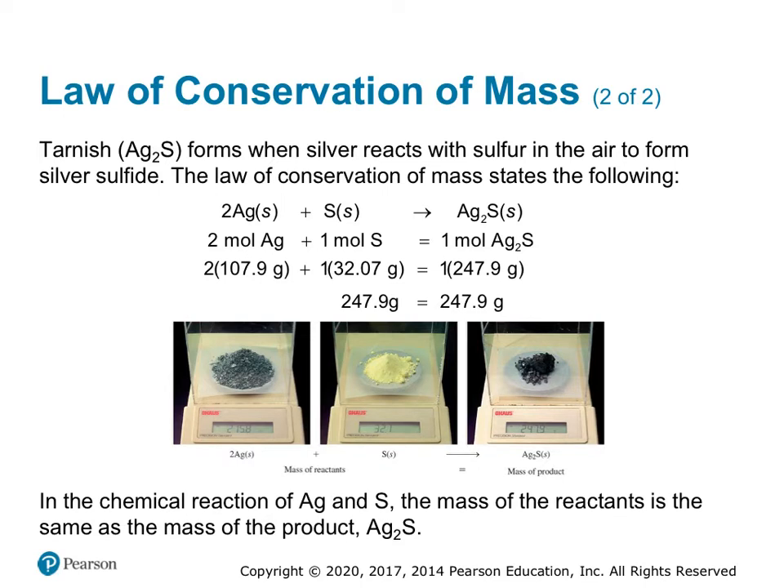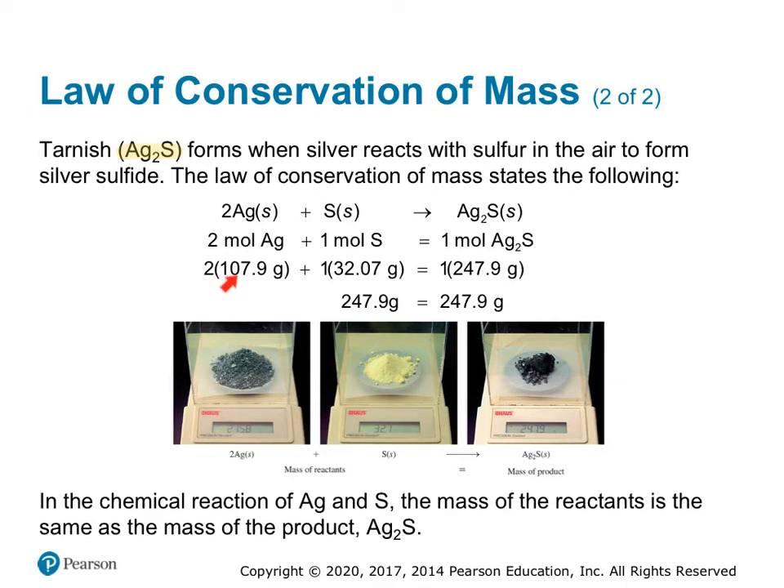Tarnish, silver tarnish, also known as silver sulfide, forms when silver reacts with sulfur in the air to form this silver sulfide. If I look at the law of conservation of mass and the balanced equation, I see that 2 silvers, or 2 moles of silver, and 1 sulfur, or 1 mole of sulfur, makes 1 silver sulfide, or 1 mole of silver sulfide. So that information we get from the balanced equation.